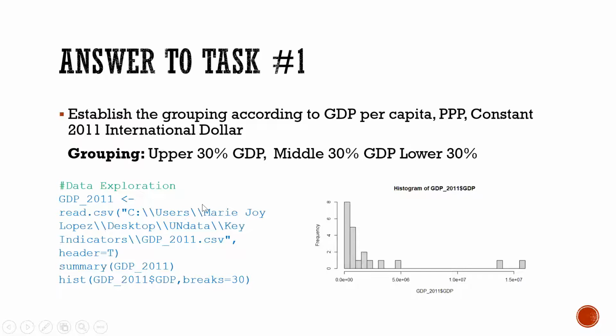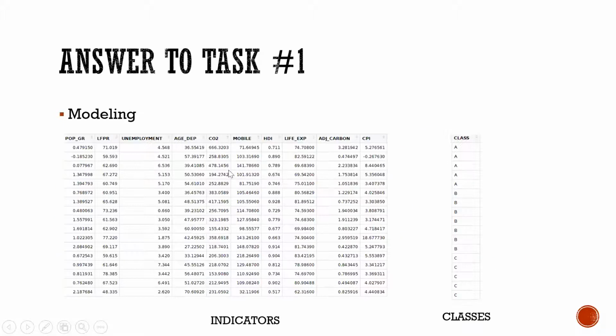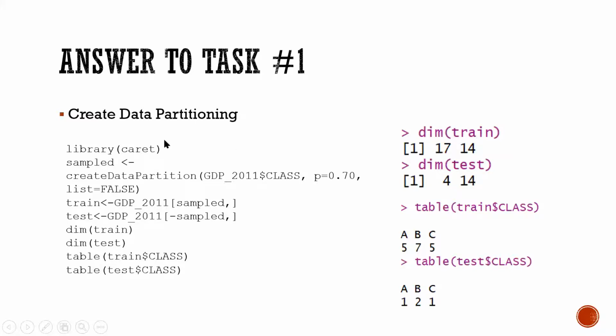So after establishing the grouping, what we did is create the data partitioning for the 21 observations, since we only have 21 APEC countries in the Asia Pacific. We actually use a command, create data partition, because the command anti-join was not working. So we just searched for a command for creating a data partition, but the algorithm was still the same. It partitions the data into 70% for training and 30% for the testing data set.